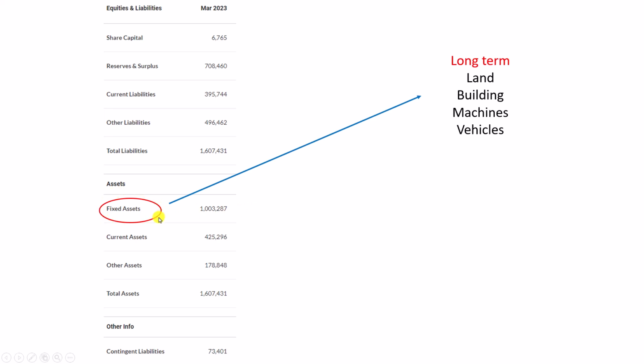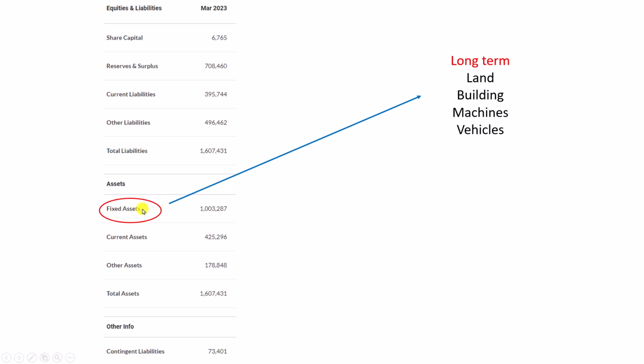So, what are fixed assets? Fixed assets are also known as property, plant and equipment or PP&E. Now these are long term assets. Fixed assets are long term assets. These are used in the operations of a business and they are not intended for sale, meaning the company has no plans of selling these fixed assets any time in the future.